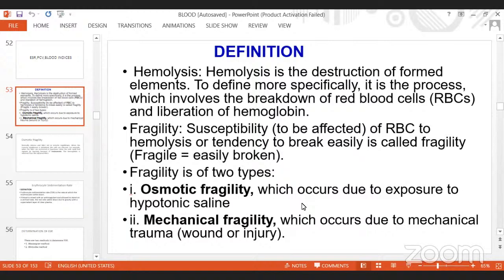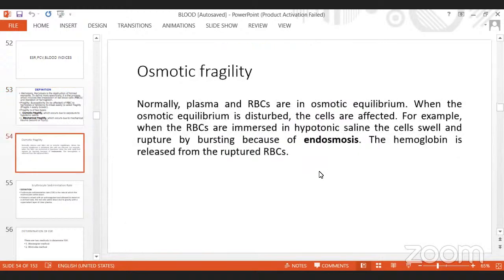RBCs are in an osmotic equilibrium. So when the osmotic equilibrium is disturbed, the cells are affected. If the RBC is immersed in a hypotonic saline, the cells will swell up, gain fluid from the saline, and may rupture. In hypotonic solution, these are known as ghost cells. And if the cells are kept in hypertonic saline, where the osmolality is more than that of the RBC, the cells will shrink. That is known as crenation.